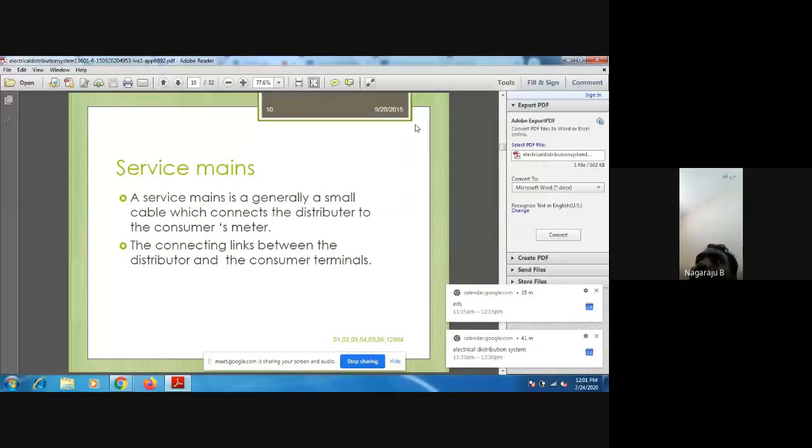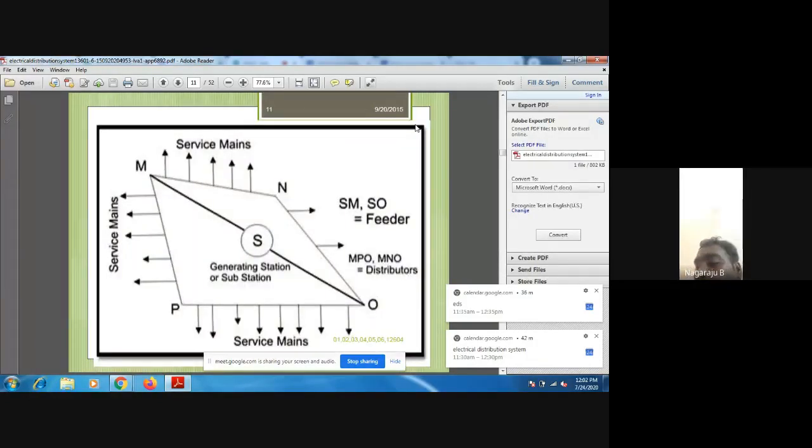Poles are located in the nearest area. From the poles, we will have a connection to the meter. That is nothing but a service mains, the connecting link between the distributor and the consumer terminals. Where are the consumer terminals? This is about a clear idea of the thing.